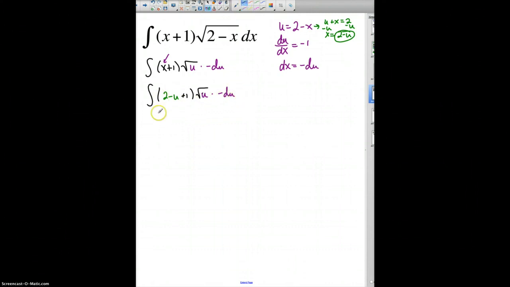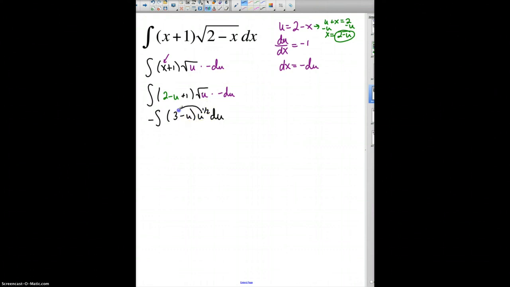Let's simplify that. Integral of 2 minus u plus 1 simplifies to 3 minus u. Square root of u can be rewritten as u to the 1/2. A negative can come out in front. Remember, you multiply or divide by any constant and you can pull that out in front, not adding or subtracting. You cannot pull any x's out either. Never pull an x out of an integral. Only constants that are being multiplied can come out of the integral.